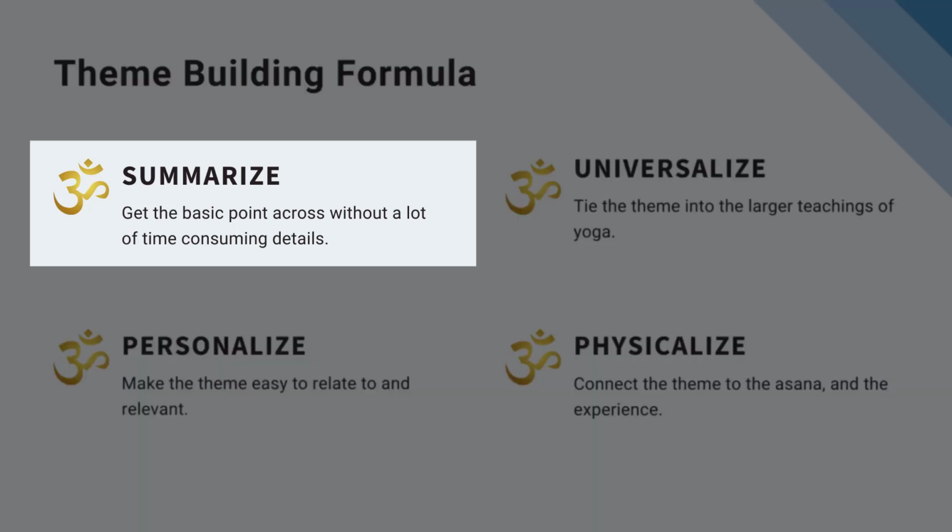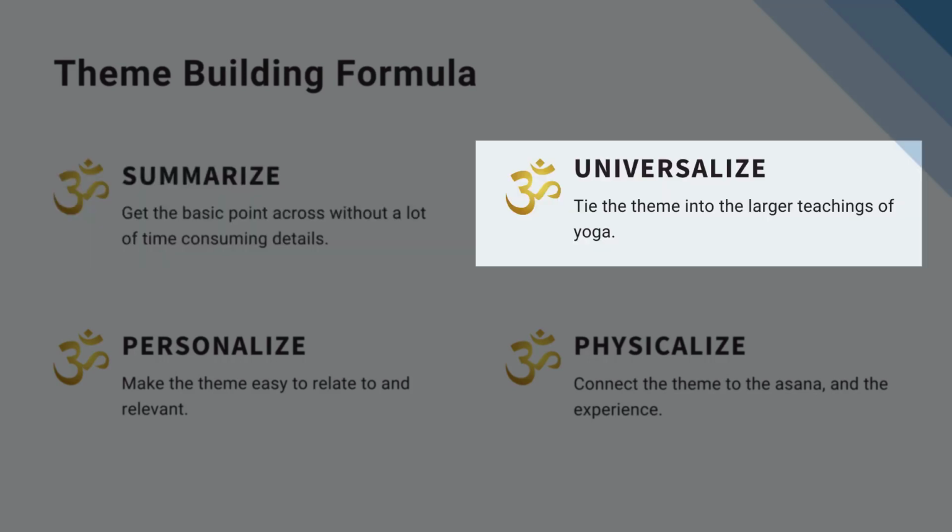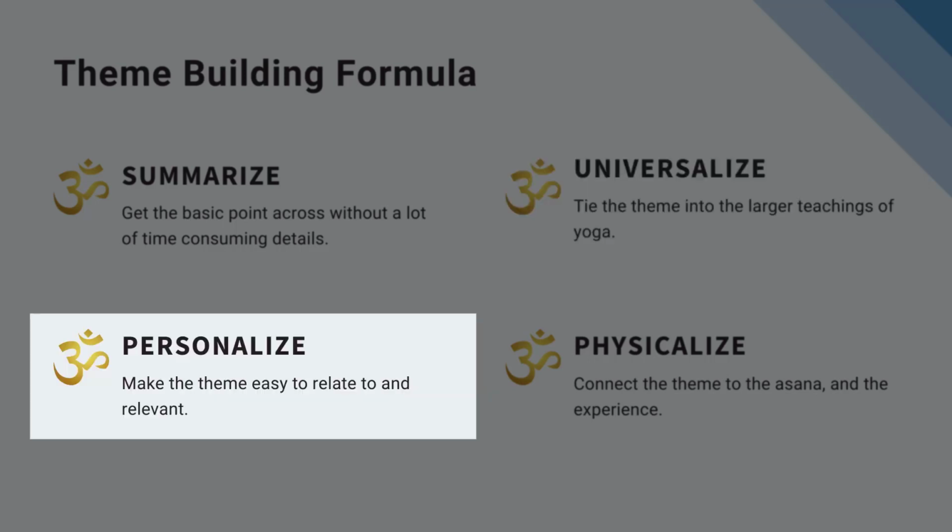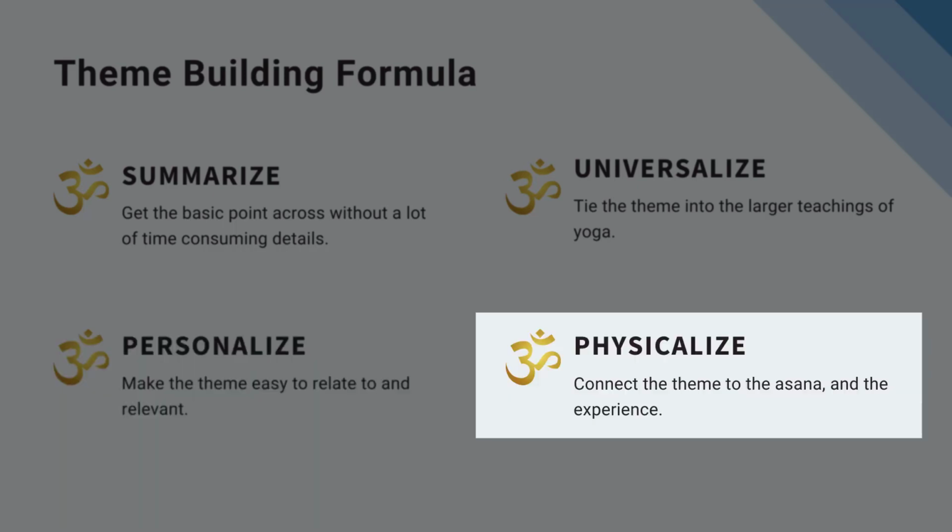Aspect one is to summarize, which is get the basic point across without a lot of time-consuming details. Aspect two is universalize. Tie the theme into the larger teachings of yoga. Aspect three is personalize. Make the theme easy to relate to and relevant. And aspect four is physicalize. Connect the theme to the asana and to the experience.